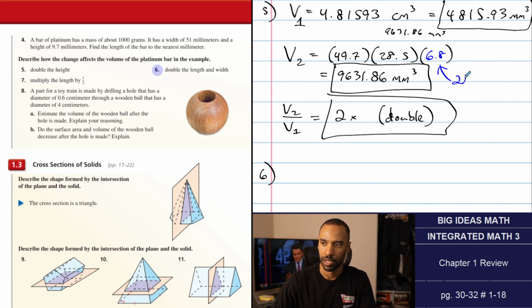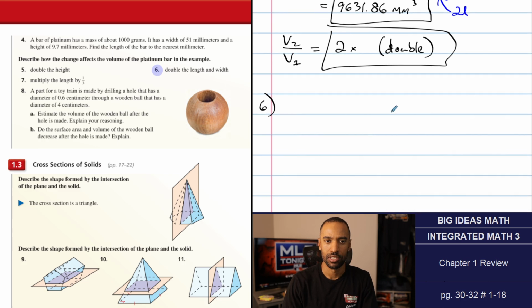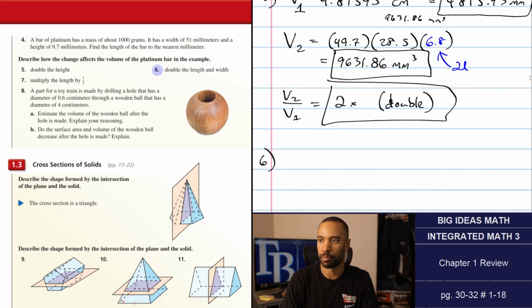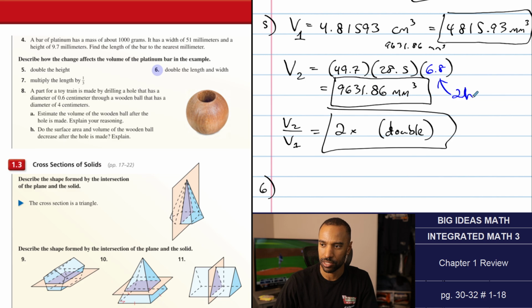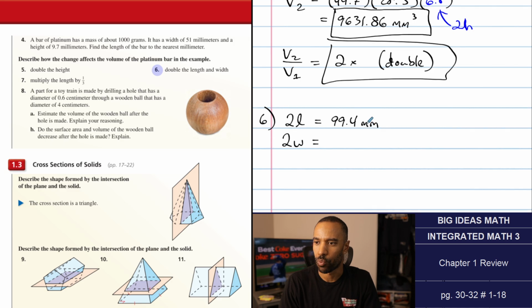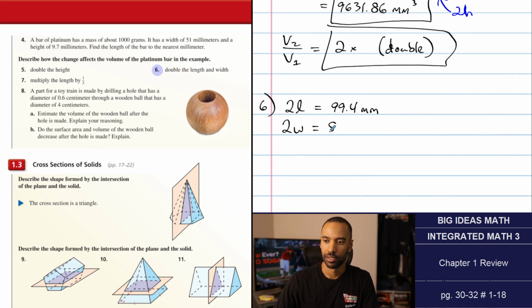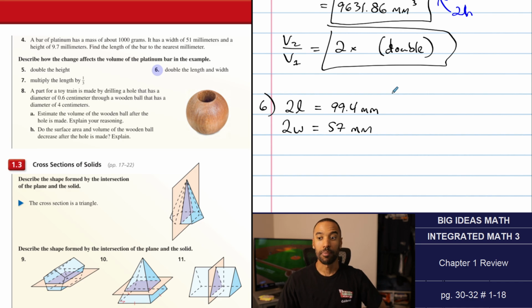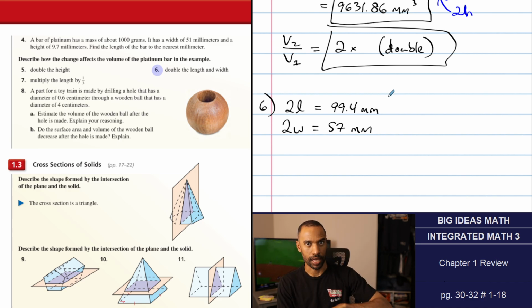So this is double the length. Now let's double length, or double the height. This is double the length and width coming next. So double length. The length is the longer of the two, 49.7. Doubled is 99.4. Double the width. We're doubling 28.5. That's 57. We're keeping the height the same.